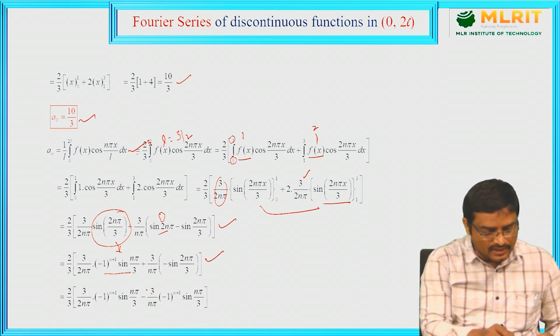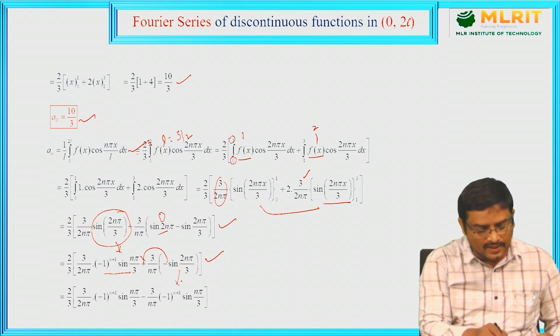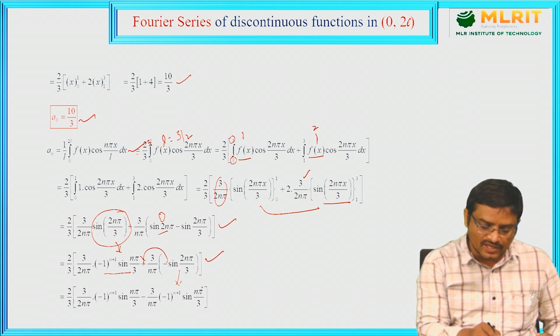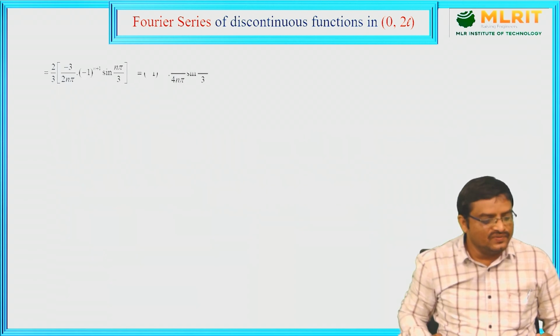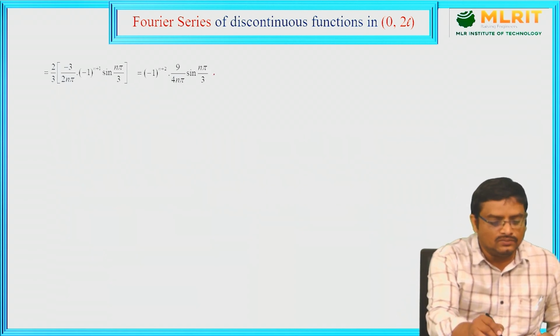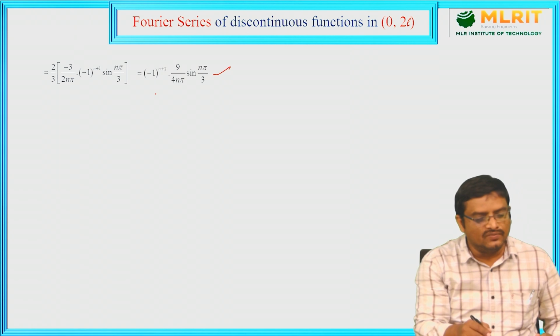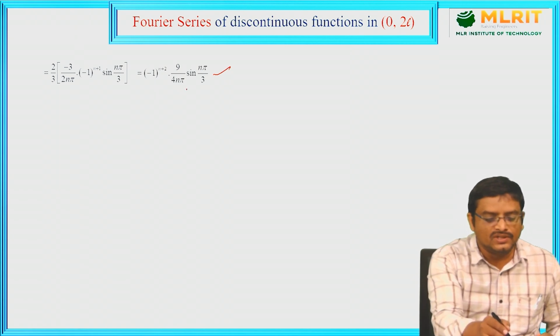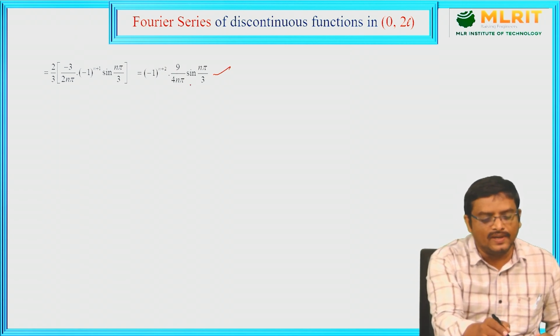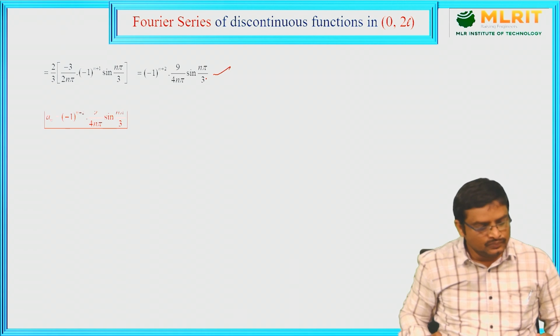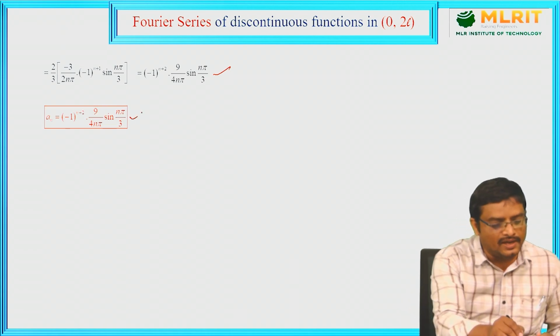So here you will get, so take this minus outside. So sine 2n pi by 3, we can take minus 1 whole to the power of n plus 1 into sine n pi by 3. Now after simplification here, you will get this value minus 1 whole to the power of n plus 2, 9 by 4 n pi sine n pi by 3. So this is our an value here.